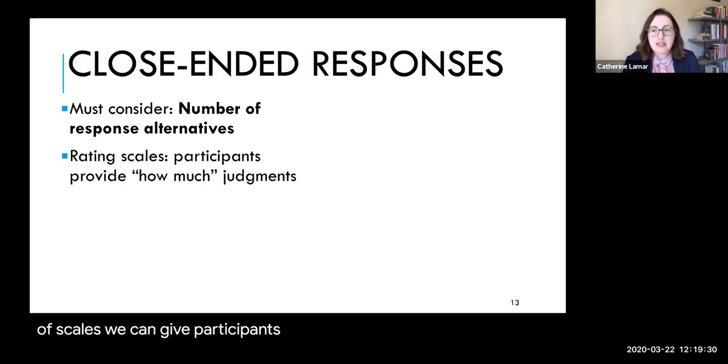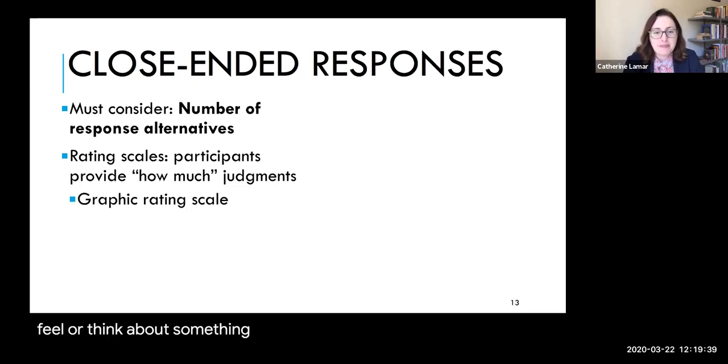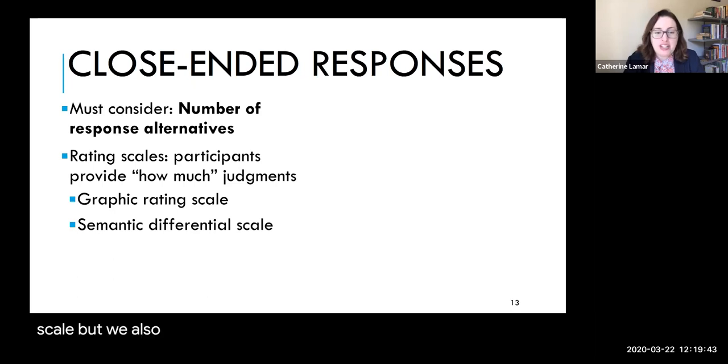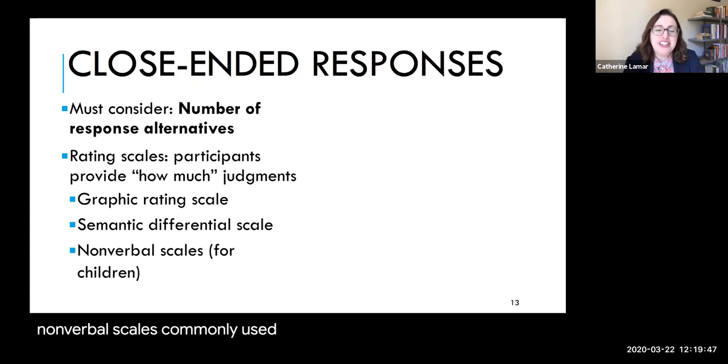We often ask participants to answer questions with a rating scale that asks participants to provide judgments of how much they feel or think about something. A common scale is called a graphic rating scale, but we also have other things like semantic differential scales, nonverbal scales, commonly used for children, and Likert scales.